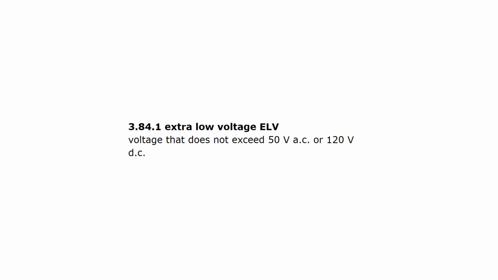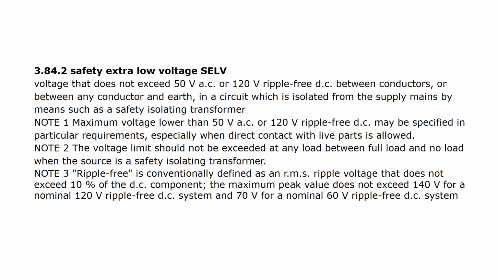Voltage. Extra low voltage, ELV, voltage that does not exceed 50 volts AC or 120 volts DC. Safety extra low voltage, SELV, voltage that does not exceed 50 volts AC or 120 volts ripple-free DC between conductors or between any conductor and earth in a circuit which is isolated from the supply mains by means such as a safety isolating transformer.